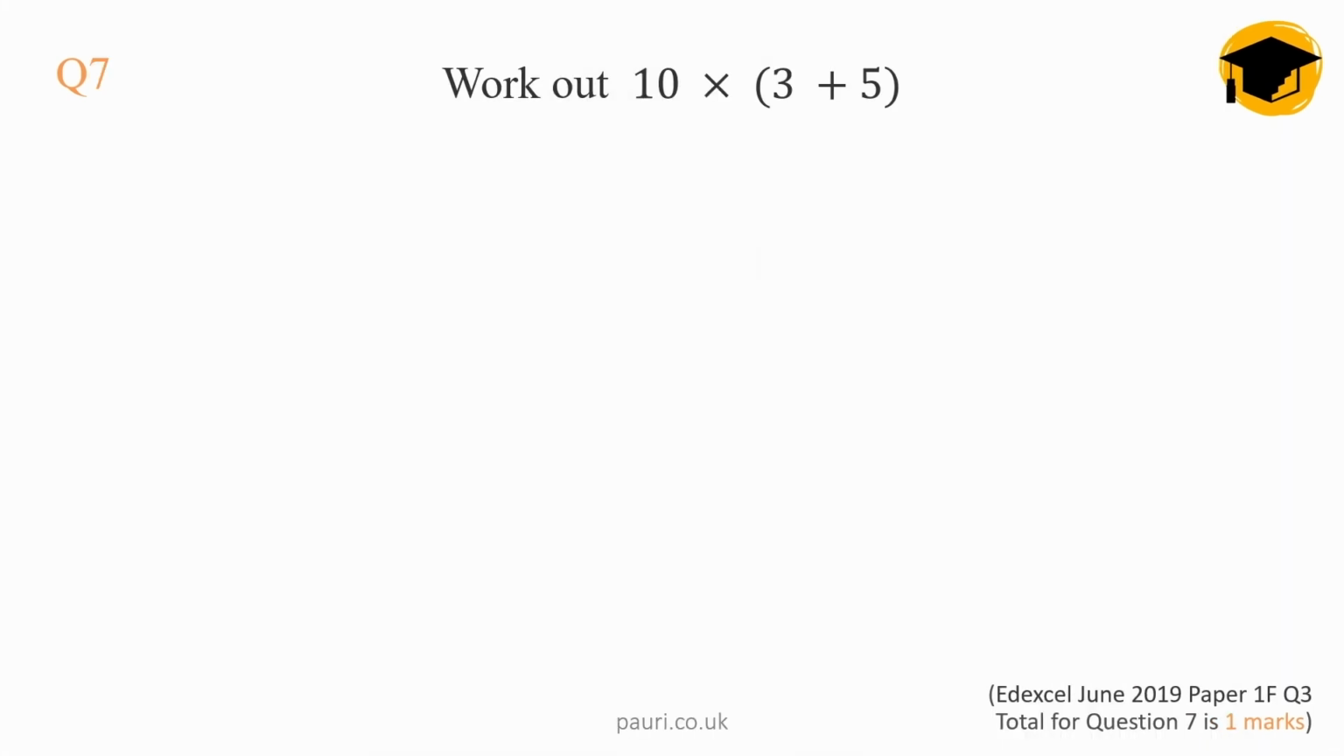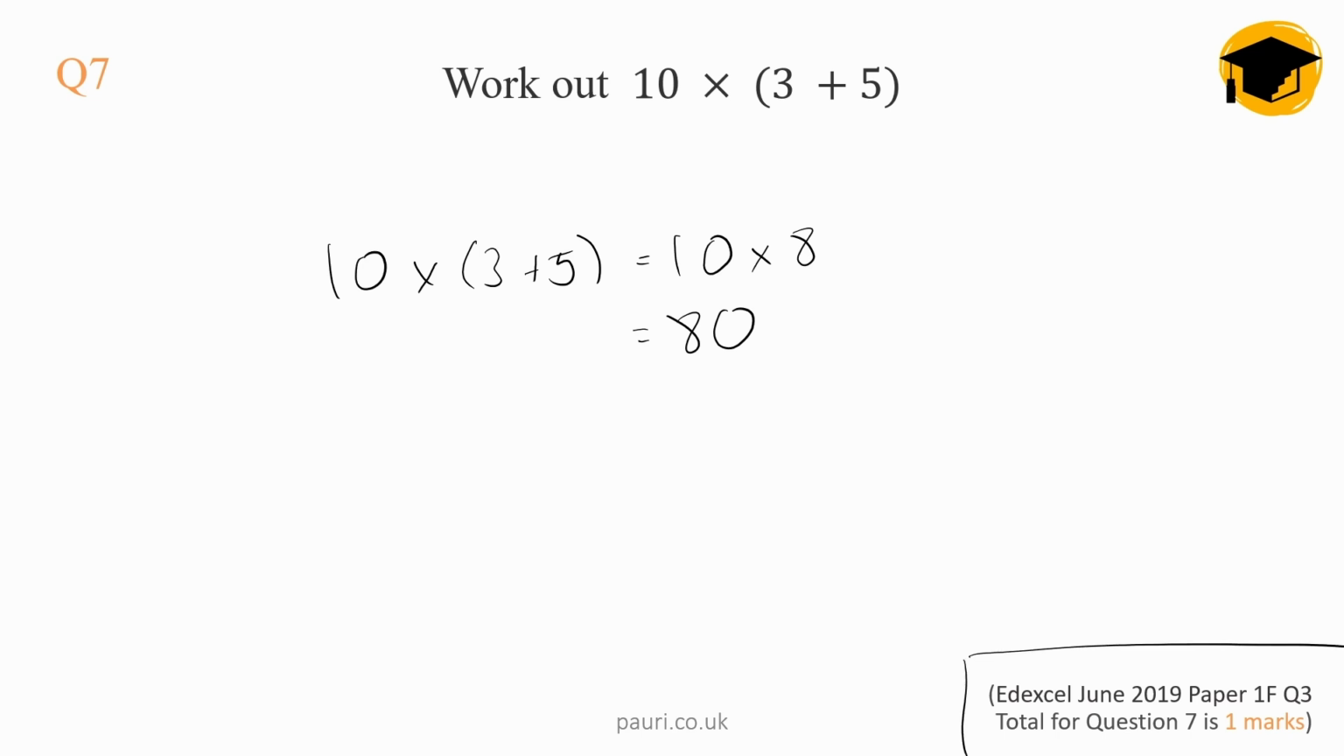Next question, 10 times 3 plus 5. Do your brackets first. 3 plus 5 is 8. Do multiplication. 10 times 8 is 80. This is an exam question. 1 mark from foundation paper. Nice easy mark to obtain.